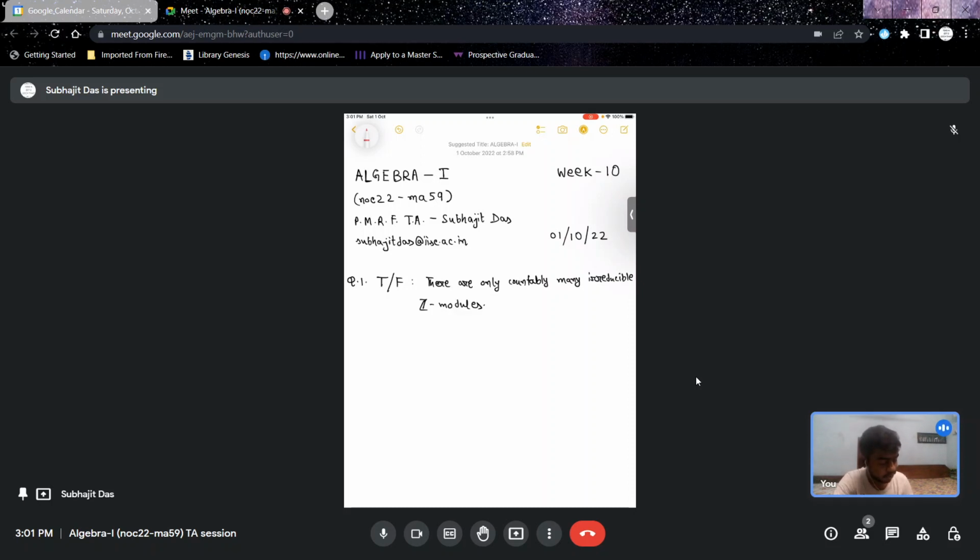Let us read out the first problem. We need to determine the truth value of this statement, whether it is true or false: that there are only countably many irreducible Z modules.